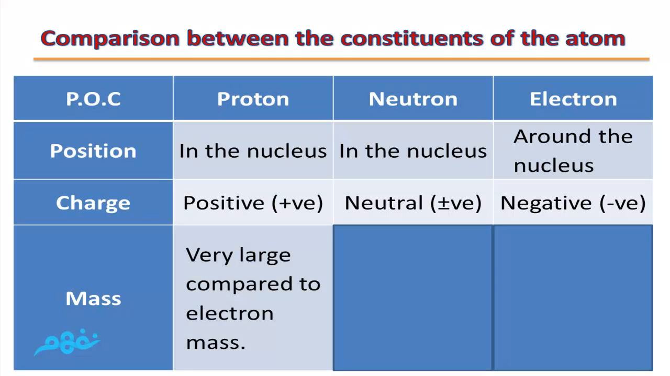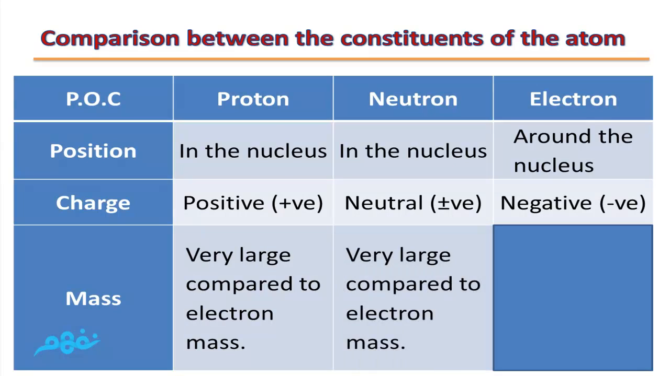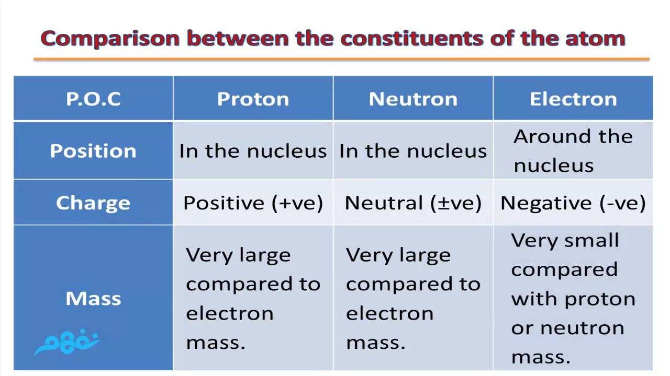The mass of proton is very large compared to electron mass. The mass of neutron is also very large compared to the electron mass. And finally, the mass of electron is very small, negligible, compared with the mass of proton or neutron. So this is the answer to the question. Give reason: the mass of the atom is concentrated in its nucleus, because electron has negligible mass if it is compared to the masses of protons and neutrons.